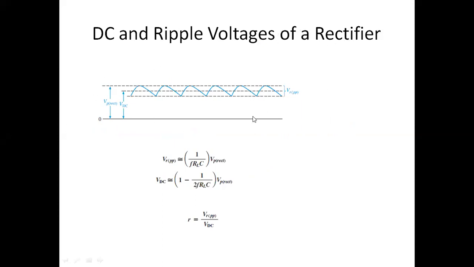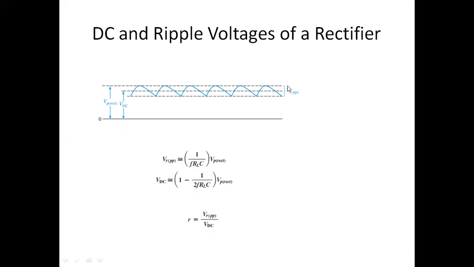And so this diagram helps us illustrate different aspects of the ripples. So this is a full wave rectifier output voltage, and it is showing the ripples. Now, from zero to this point here, this is what we refer to as the DC voltage of the rectifier. From here to here, this is what we refer to as the peak rectified voltage. Then this difference between the maximum and the minimum of the rectified voltage, we call it the peak to peak ripple voltage.